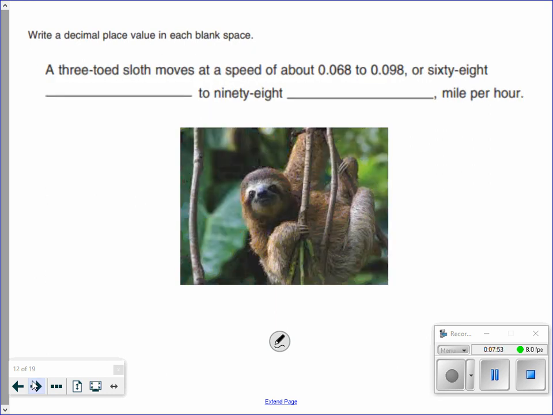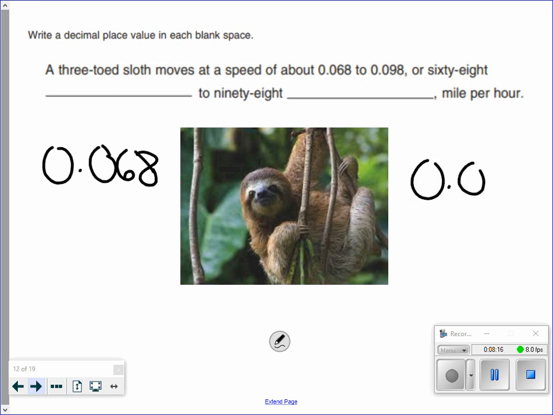Anyways, we got a sloth here. It says, write a decimal place value in each blank space. A three-toed sloth moves at a speed of 0.068 to 0.098 or 68 blank to 98 blank. I'm going to put the 0.068 here on this side. I'm going to put the 0.098 on this side. Let's take a look here. Tenths, hundredths, thousandths. So 68 thousandths. Tenths, hundredths, thousandths. Thousandths here.